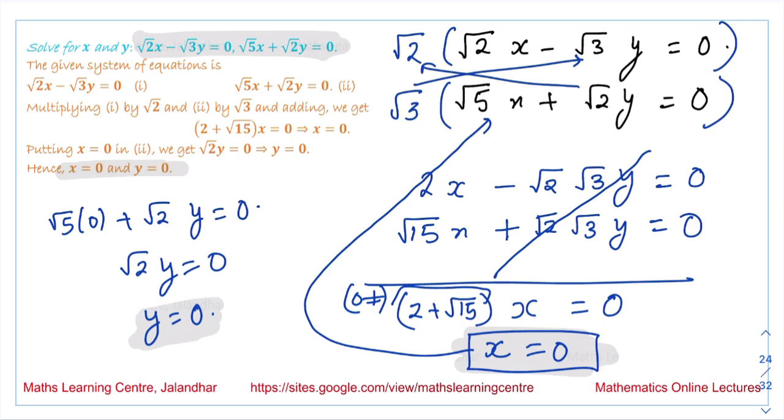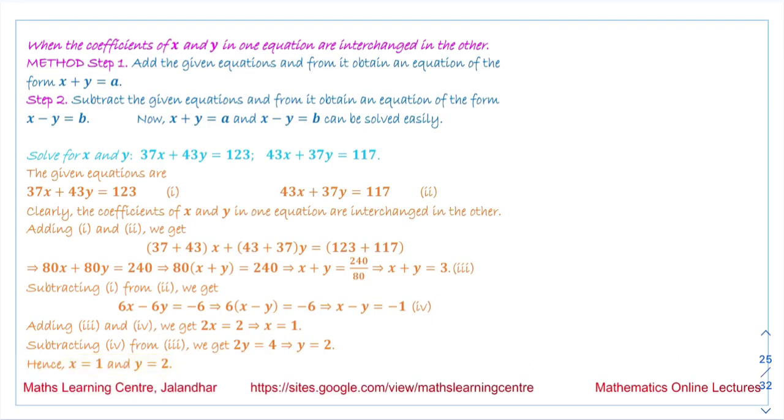Now next is a particular type that we have. Suppose we have problems of this form. These are the simultaneous equations that are given to us. What is special about this is that the coefficient of x is 37 in one, and in the other the coefficient of y is 37. The coefficient of y is 43 and the coefficient of x is 43. So the coefficients of x and y in one equation are interchanged in the other.